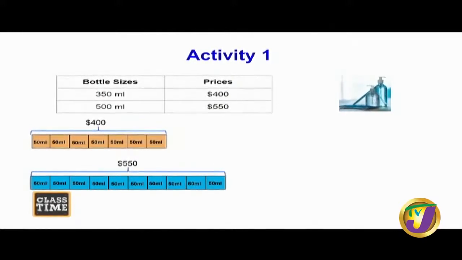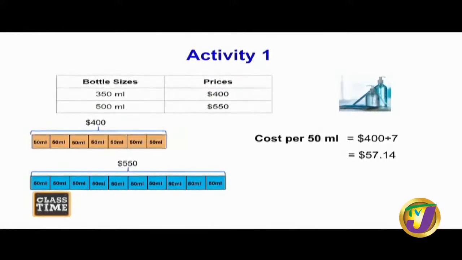To figure out the cost for one parcel of 50 milliliters, I need to share up that $400 into 7 equal parts. So let's divide by 7. The cost for each 50 milliliters from the 350 milliliter bottle would be $57.14.